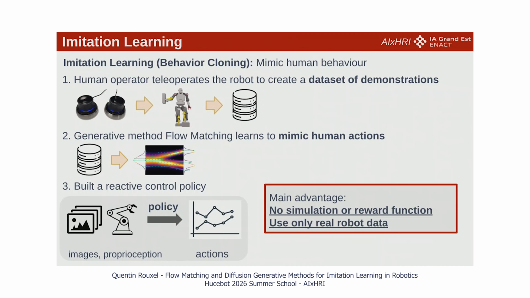The main advantage of this method is we don't need any simulation, we don't need a reward function, and we don't need to describe the task in a formal way to try to solve it. We just have the human show how to solve the task, and we can use purely real robot data without simulation gap.